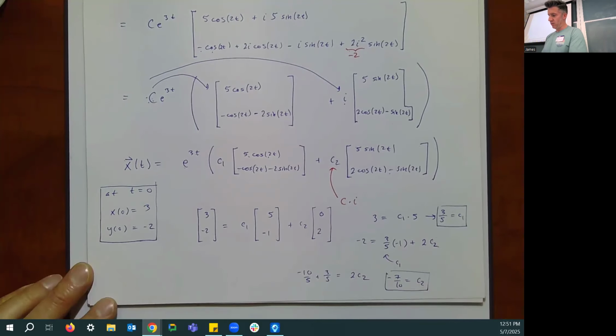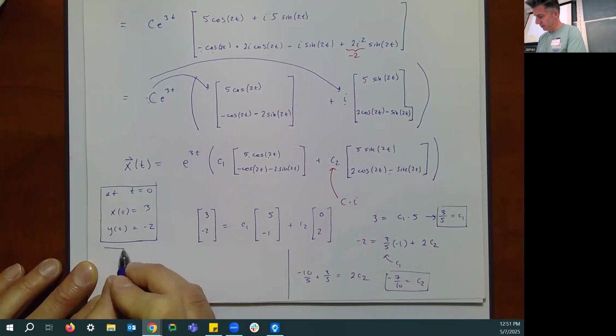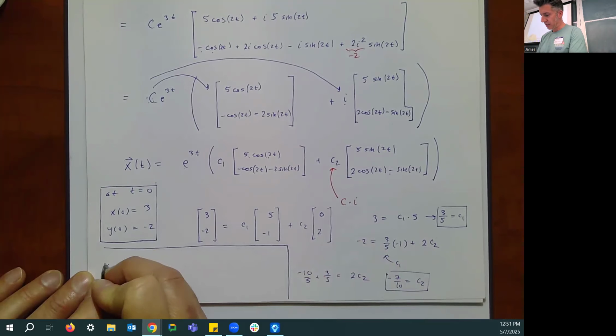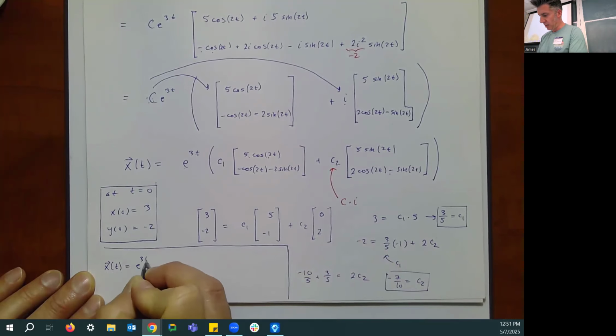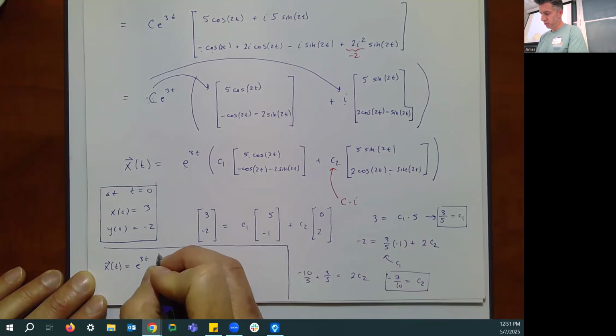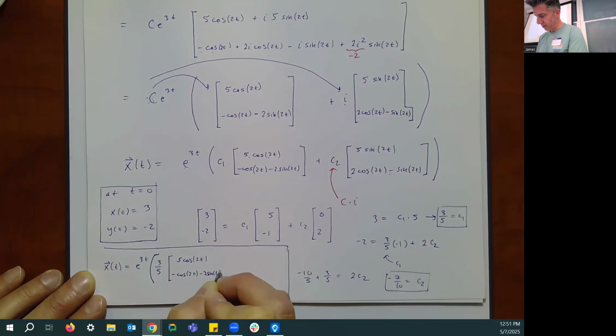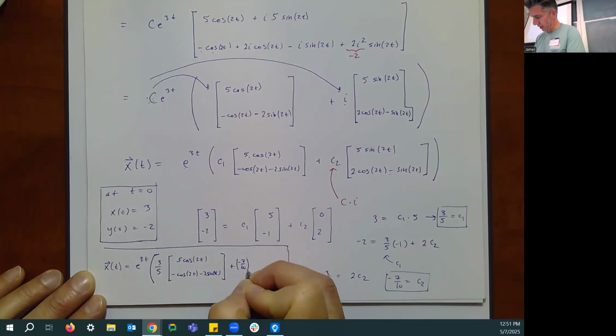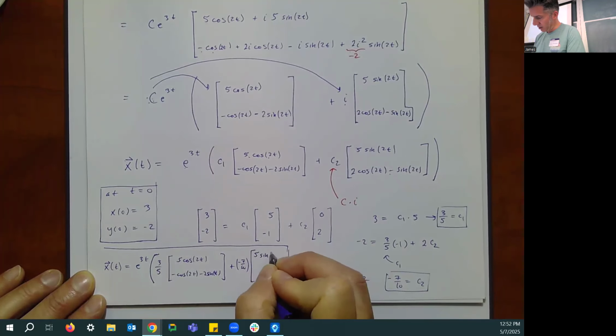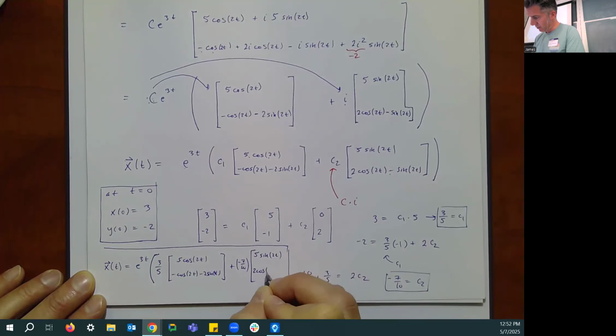So our particular solution here, which I really, really don't want to write out, but I guess I will, if I can fit it in here. Our particular solution is that x of t is equal to e to the 3t times 3/5 times the vector 5 cosine of 2t, minus cosine of 2t minus 2 sine of 2t, plus C2, which is negative 7/10, times the second vector, which is 5 sine of 2t, 2 cosine of 2t minus sine of 2t. Oh, that's terrible. Sorry, it's very scrunched in there.